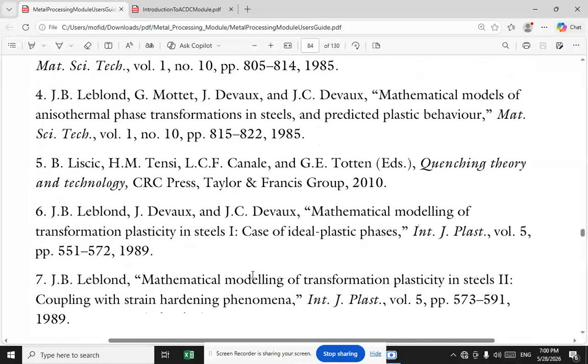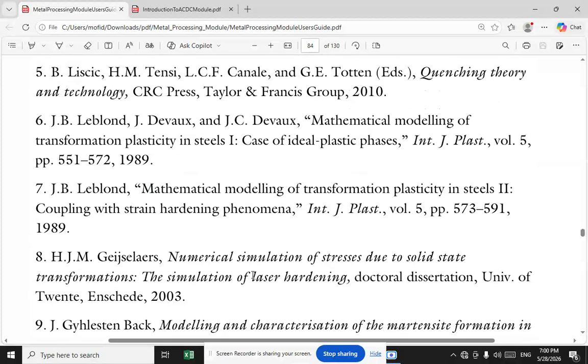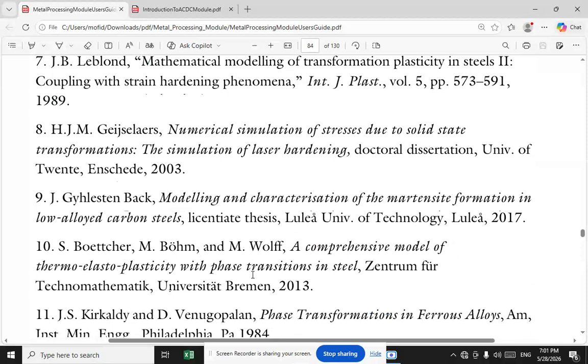The next was written by Liščić, and the name was Quenching theory and technology. The next was written by Devaux, and the name is Mathematical modeling of transformation plasticity in steel. The next was written by Leblond, and the name is Mathematical modeling of transformation plasticity in steel 2: Coupling with strain hardening phenomena. The next was written by Guy Sellerius, and the name is Numerical simulation of stress due to solid state transformations, the simulation of laser hardening, doctoral dissertation.